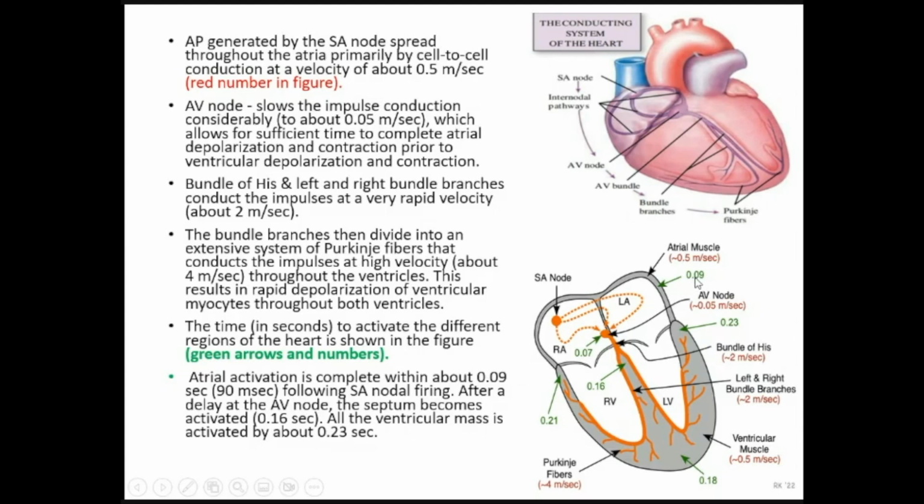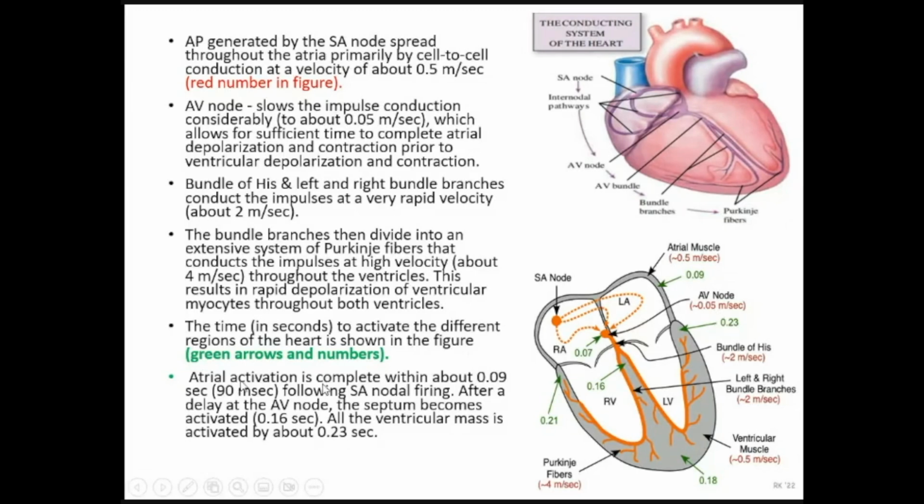If you add up the 0.09, 0.07, 0.16, 0.23 and everything, it will come to around 0.8 to 0.9 second, which is the time duration for one complete cardiac cycle, including atrial and ventricular systole and diastole. So that is the idea.